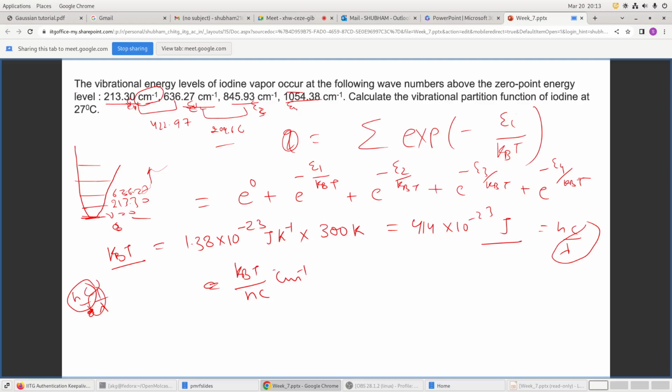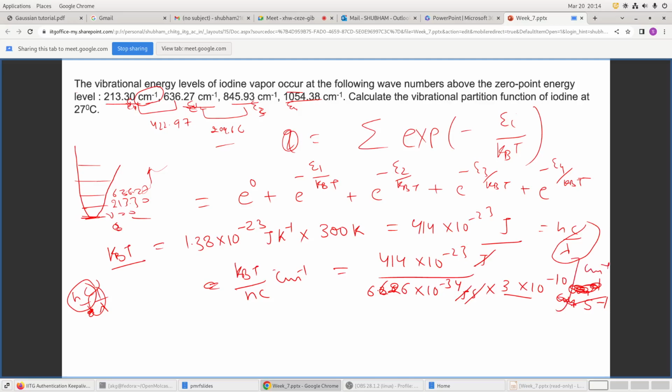So this will be 414 into 10 to the power minus 23 divided by h, 6.626 into 10 to the power minus 34 joule second, into the speed of light, 3 into 10 to the power 10 centimeter per second. This second will cancel out, so the whole term will be per centimeter. So quickly we can calculate the value. Again not working.